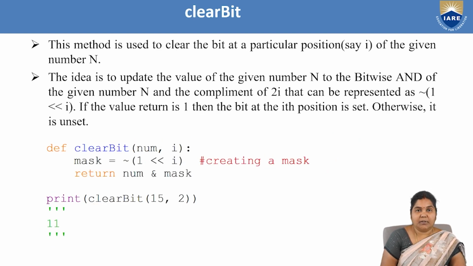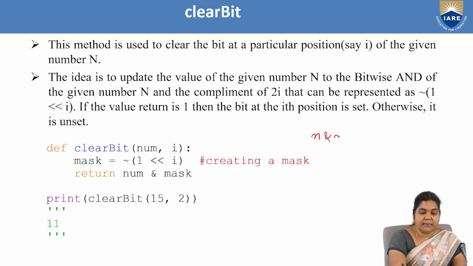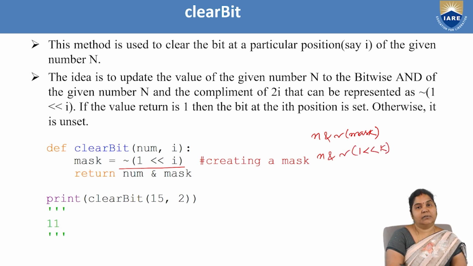Now, similarly, we have already discussed how to clear a particular bit. In this case, to clear, we have to take the number and do an AND operation with the ones complement of the mask. So we have prepared the ones complement of the mask, of the bit you want to clear. That kth bit, you have to prepare as a mask, take its one's complement and AND with n, so that particular bit will be clear.